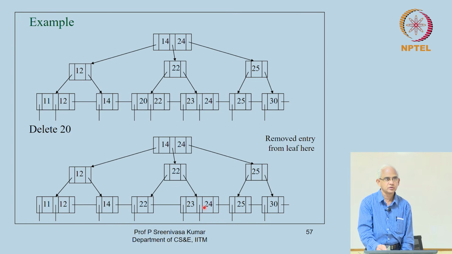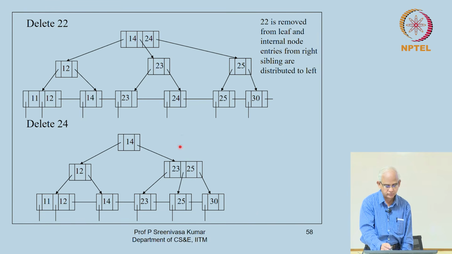Okay. So, that is what we do: try to minimize the changes to the tree. So, borrow a key from the right sibling and adjust it. This is how we have done that. 22 is removed from the leaf, and internal node entries from the right sibling are distributed to the left. And then this pointer, of course, if you change this, then you should change this also, because this should be the maximum in the subtree.